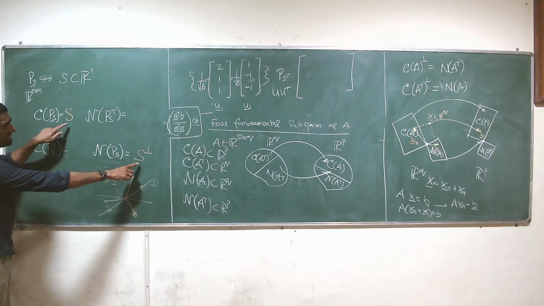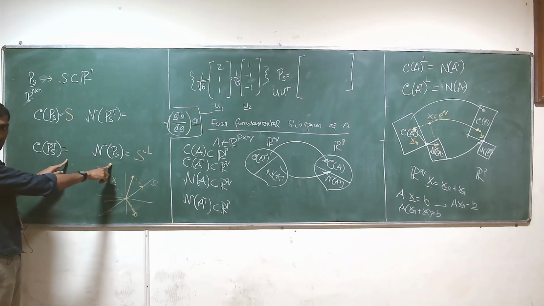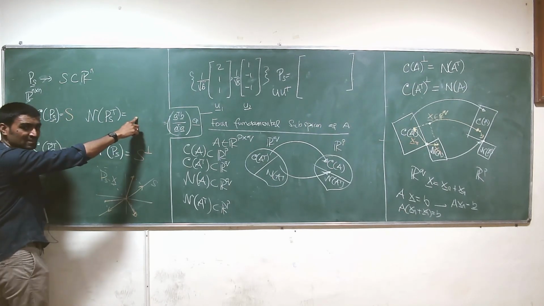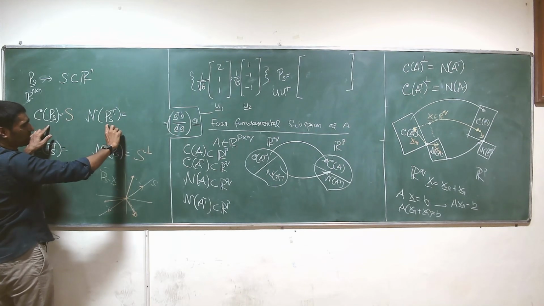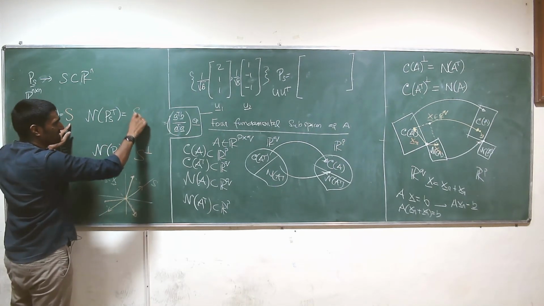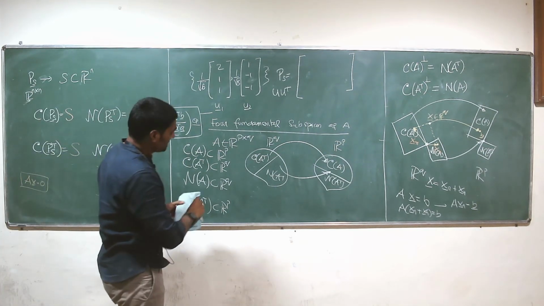Once you know these two, you know what the other two are, because we know these two are orthogonal complements and we know these two are orthogonal complements. So what will be this? If these two are orthogonal complements, the orthogonal complement of S is simply the orthogonal complement of S. Similarly. All right. That's all I wanted to say about projection matrices.